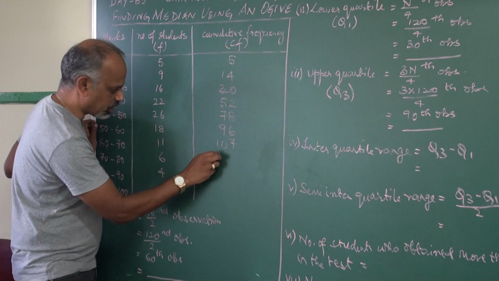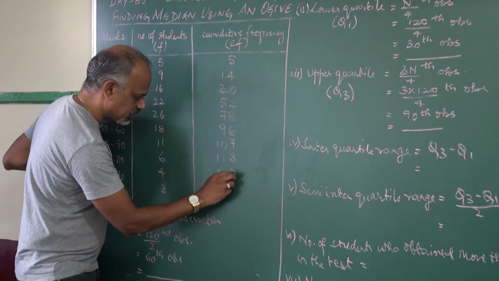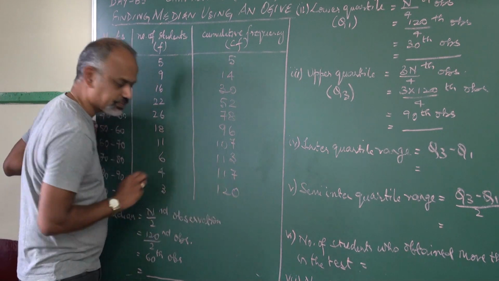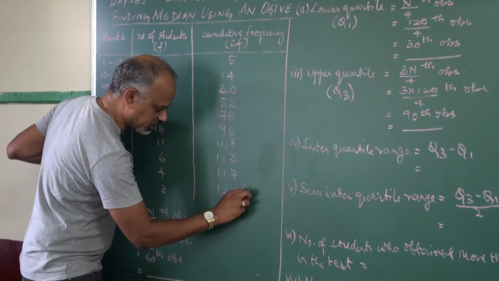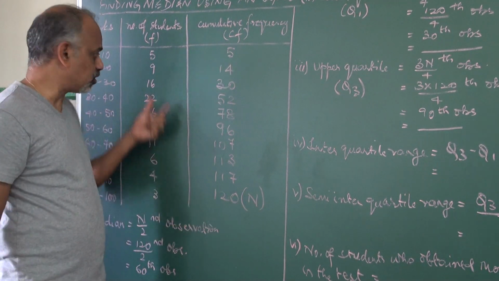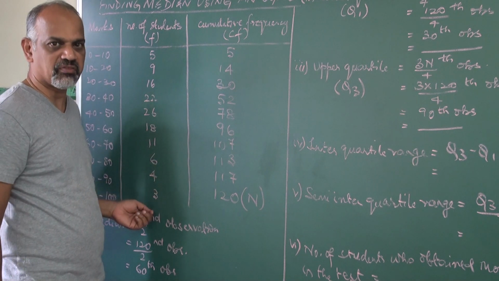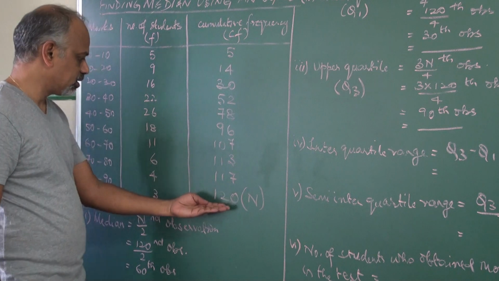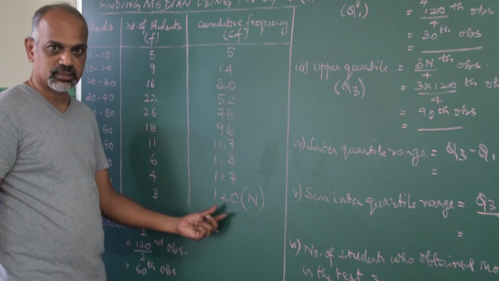107 and 6 gives you 113. 113 and 4 gives you 117. And 117 and 3 gives you 120. This is the last cumulative frequency. Represent this as capital N. N also means the total of all these frequencies, which previously you saw as sigma f. You can write it as sigma f, or you can write it as N. So there are 120 students in this class.